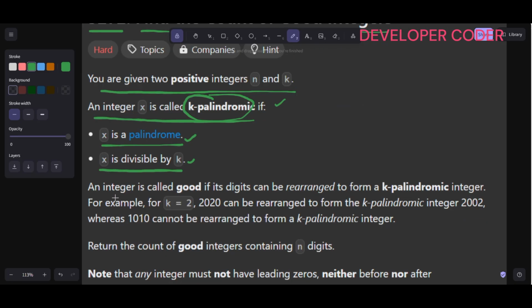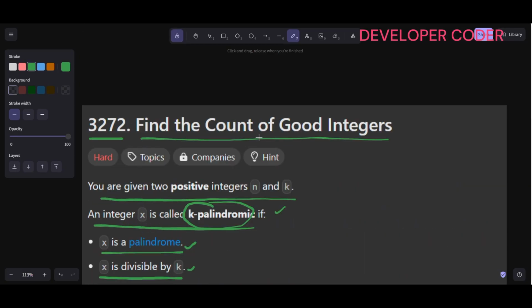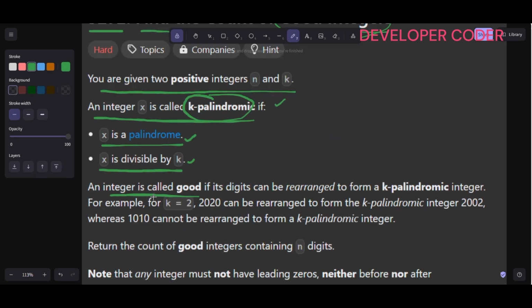Now next, an integer is called good. We are finding the count of good integers, so let's read the definition of good. An integer is called good if its digits can be rearranged to form a k-palindromic integer. For example, let's suppose k is equal to 2. Here we have the number 2020. 2020 can be rearranged to form the k-palindromic integer 2002.